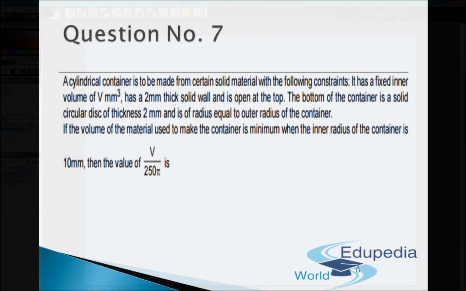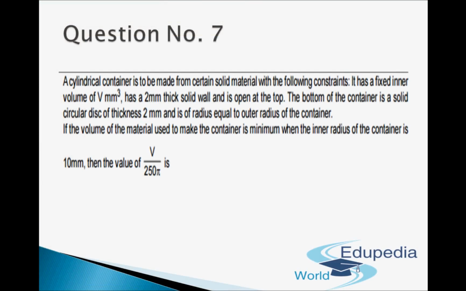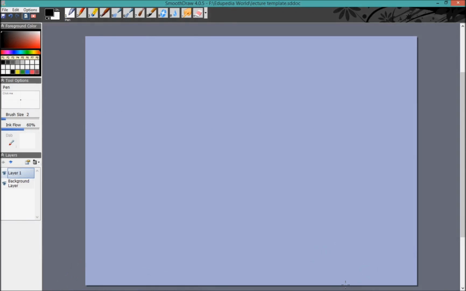The next question is: a cylindrical container is to be made from a certain solid material which has a fixed inner volume V, with a 2 mm thick solid wall. The bottom of the container is a circular disc of thickness 2 mm, and the volume of the material used to make the container is minimum when the radius is 10 mm. Right? So let me just draw the figure first to make it a little bit clear. It is something like this.